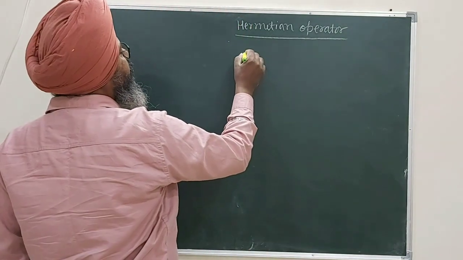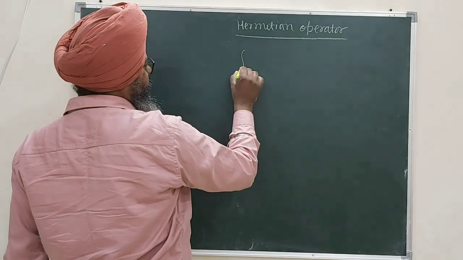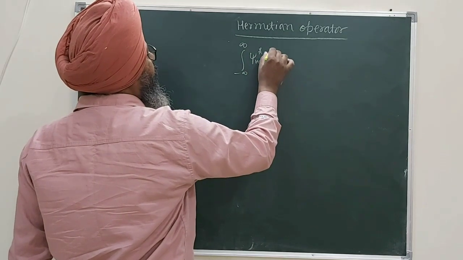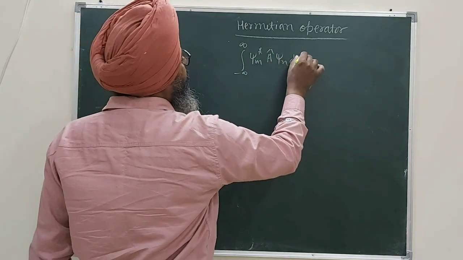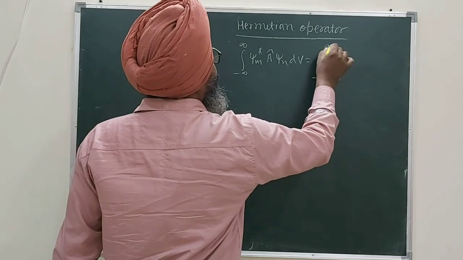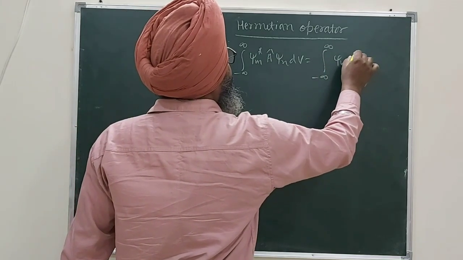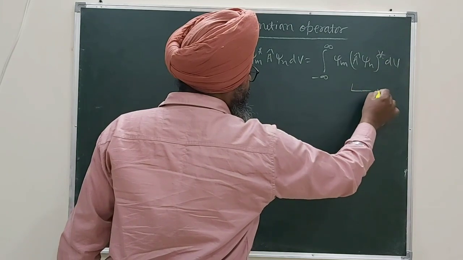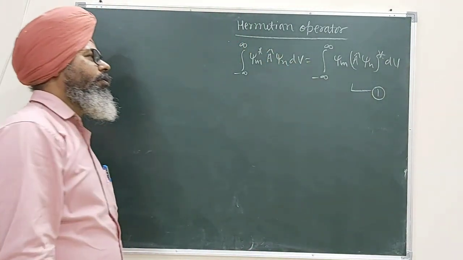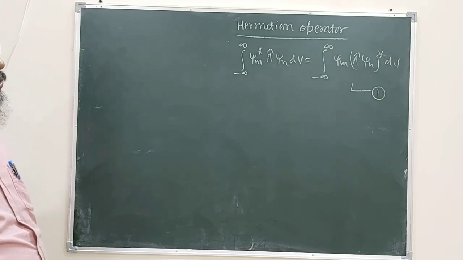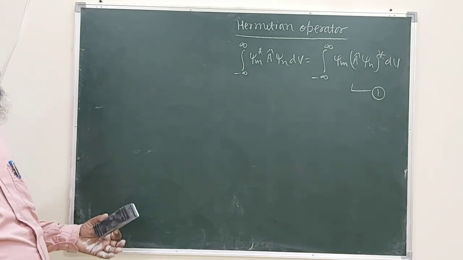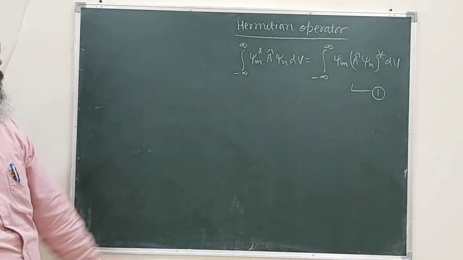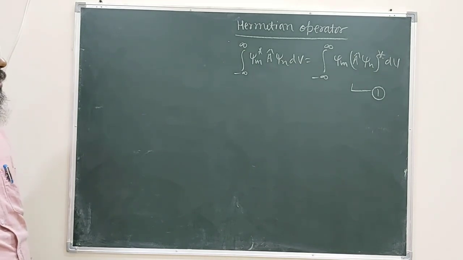An operator is said to be Hermitian if it satisfies this property: the integral from minus infinity to infinity of psi m star, A cap psi n, dv, is equal to the integral from minus infinity to infinity of psi m, A cap psi n star, dv. In this equation 1, star denotes complex conjugate. So if any operator operating on two different wave functions of a particle satisfies this property, then such an operator is said to be a Hermitian operator.